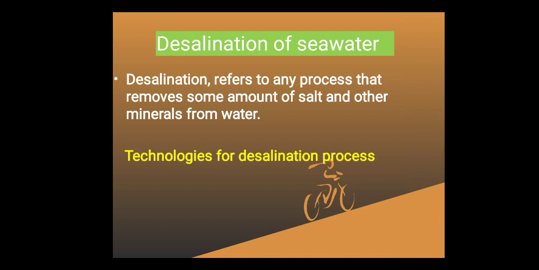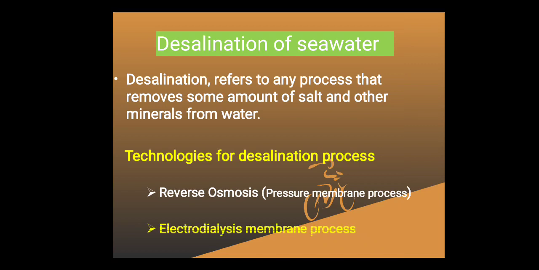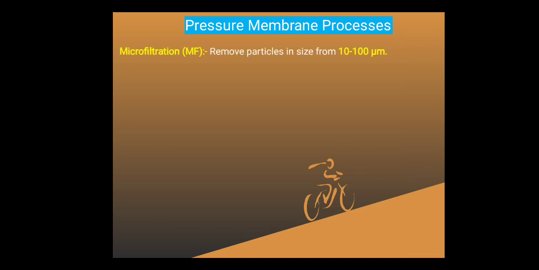In the desalination process, generally two technologies are used. First is called reverse osmosis, also called a pressure membrane process, and second is electrodialysis. So, in this video, we will discuss the reverse osmosis process. But before learning reverse osmosis as a membrane technology, other pressure membrane processes are also available. The first is microfiltration. This process removes particles of size 10 to 100 micrometer. It is operated in a pressure range of 10 psig.